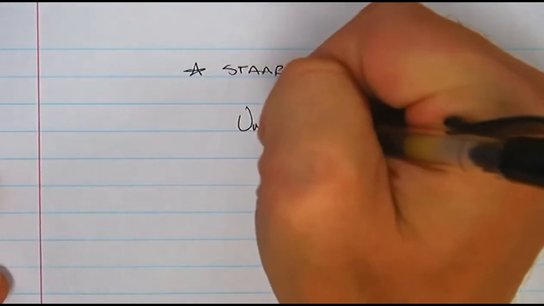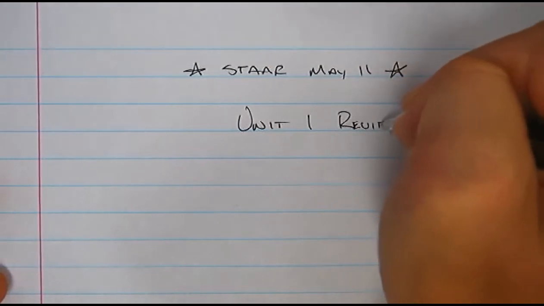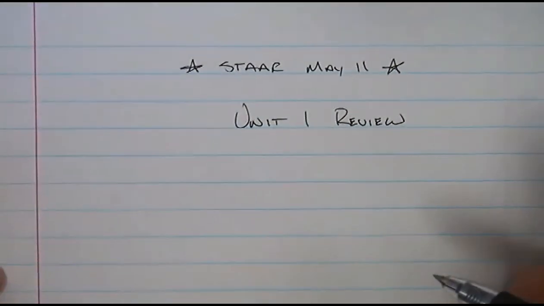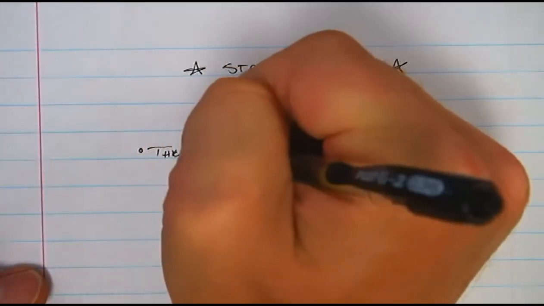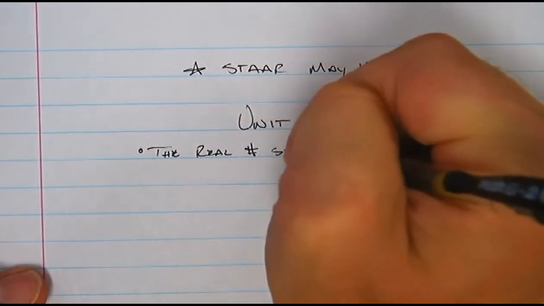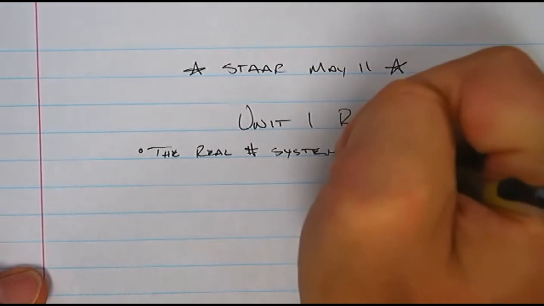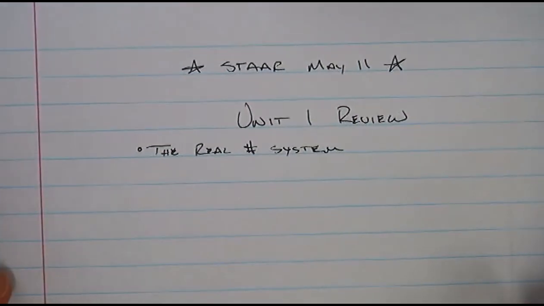All right. So in unit 1, it's a very quick, short review of unit 1. What was it? Well, we talked about the real number system. That was unit 1, the real number system. And that had a lot of layers to it.